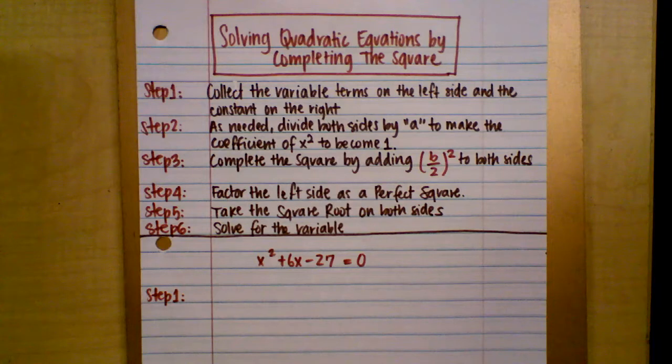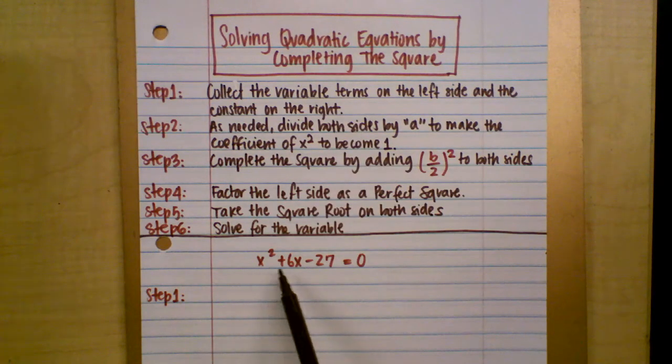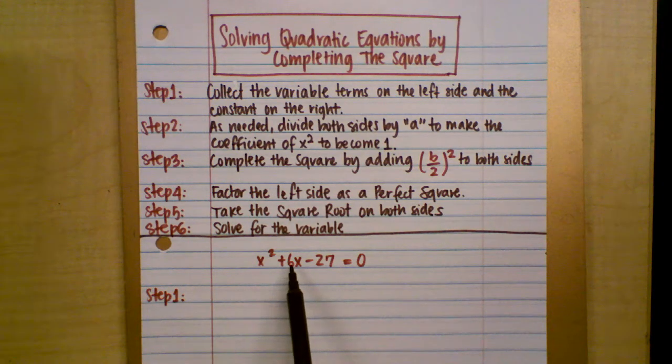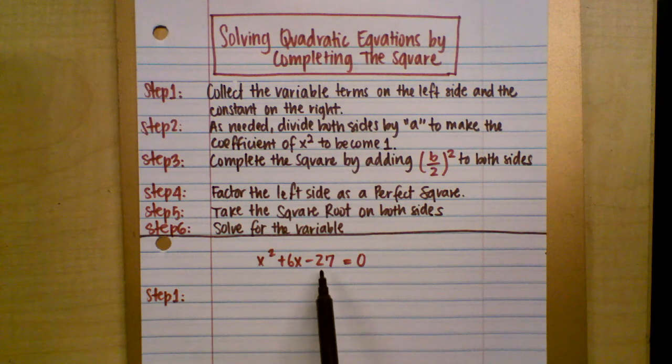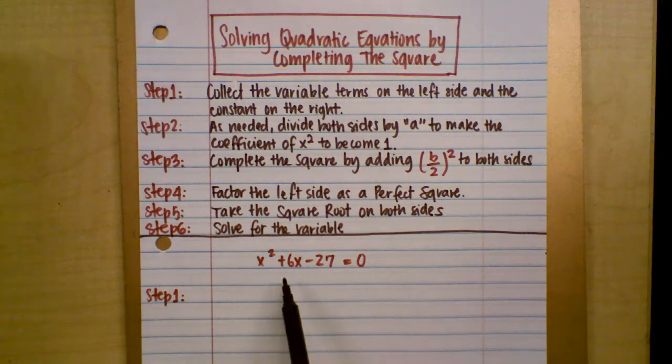What do you mean by variable terms? The variable terms represent x squared and 6x. So you want to keep the variable terms on the left, and you want to move the constant, which is negative 27, to the other side, on the right side of the equal sign.